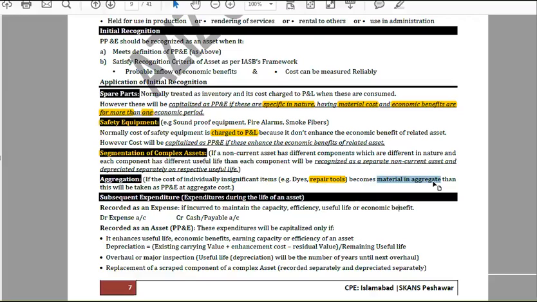So if there are different parts, different components, and these components are interrelated, a toolkit is a very good example. Whenever you visit a mechanic, he always has a toolkit having different components for repairing purposes. If you consider the value of each component, obviously it will be immaterial, but it becomes material in aggregate. If you consider the value of all components of the toolkit, it becomes a major amount, a handsome amount, then it will be recorded as property, plant and equipment. The total cost of all the components should be recorded as a non-current asset, as property, plant and equipment.